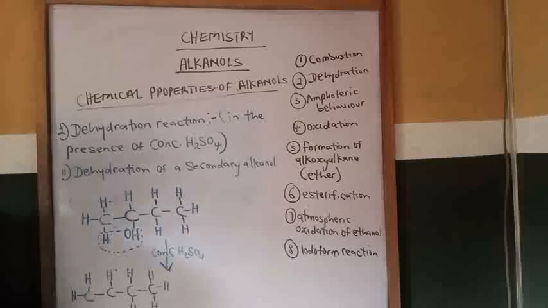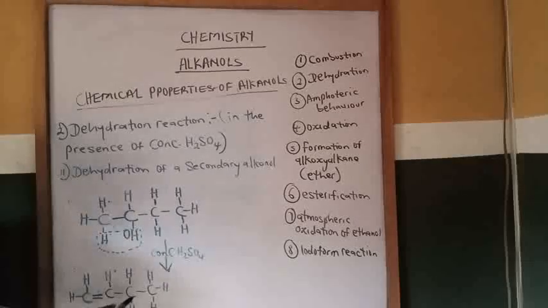Now, check if each carbon atom is surrounded with 4 chemical bonds. So let's look at this side. 1, 2, 3. So this one needs what? It needs one more chemical bond to balance. 1, 2, 3, 4. Now let's look at this one too. 1, 2, 3, 4 balanced. 1, 2, 3, 4 balanced. 1, 2, 3, 4 balanced. So this is our first product.